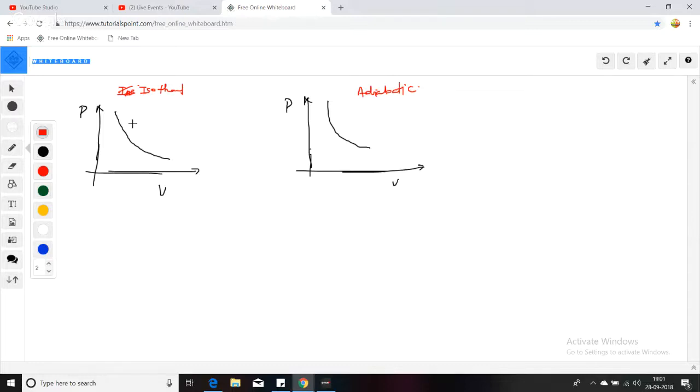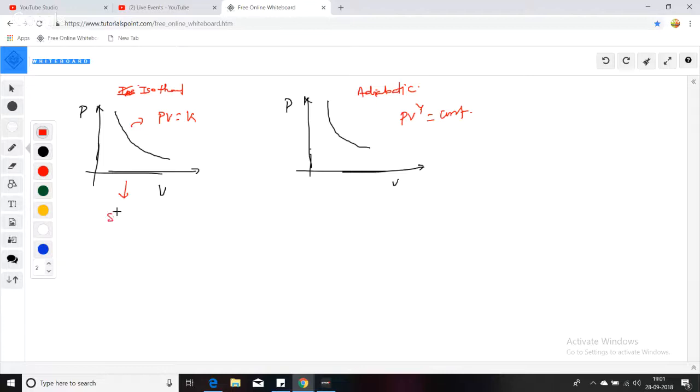Since it is isothermal, we can always write PV equals some constant K, and for adiabatic we have PV to the power gamma equals constant. This also we can derive, but again we are skipping the derivation. Only the concept we are discussing. You can go through the derivation in the book, and if you have doubts, you can ask me and I'll explain that.